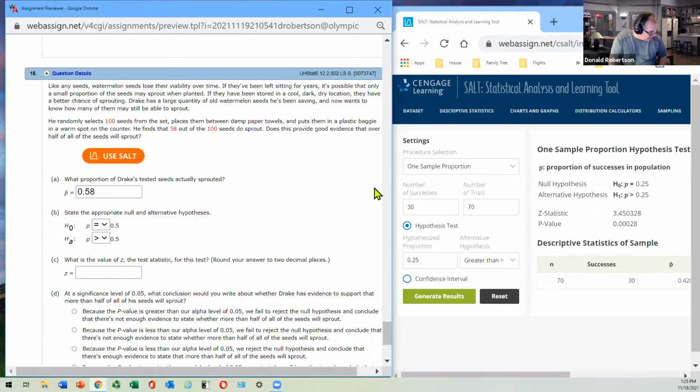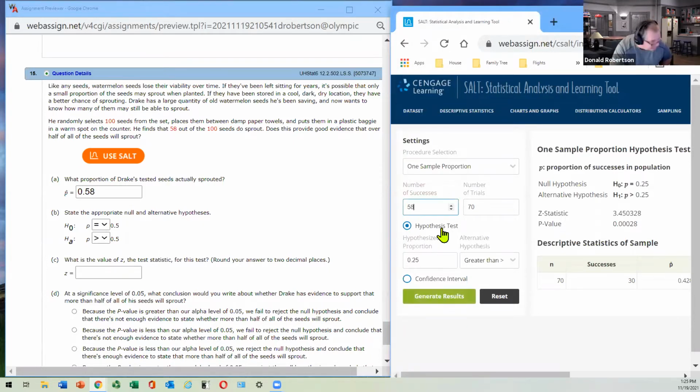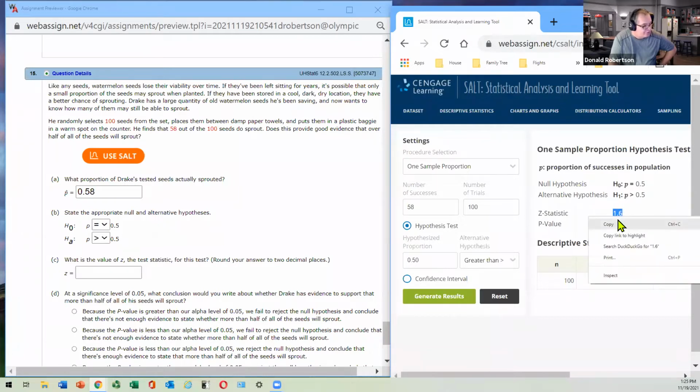Now, I have enough data to transfer over here. So what do we know? We know it's 58. And we know it is out of 100. And the hypothesis test is 0.5. And he believes that, oh, it's another greater than. So everything is set up. So when I hit this, I should get a Z-score, which is this one, sometimes called the statistic.